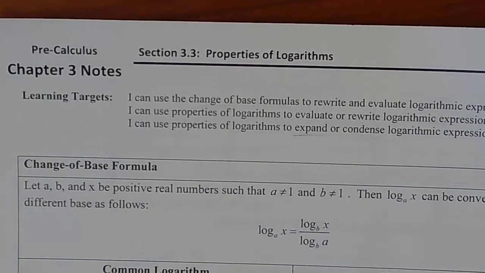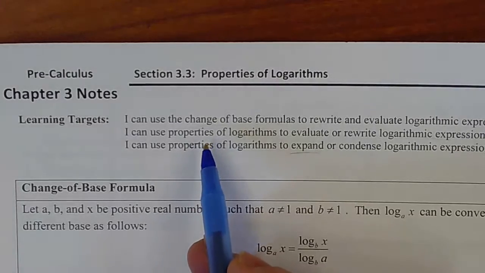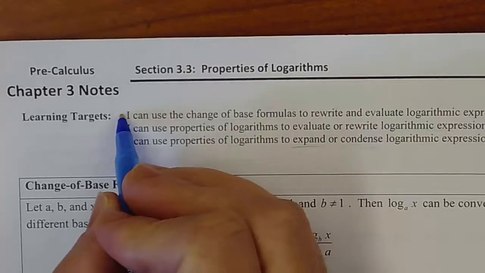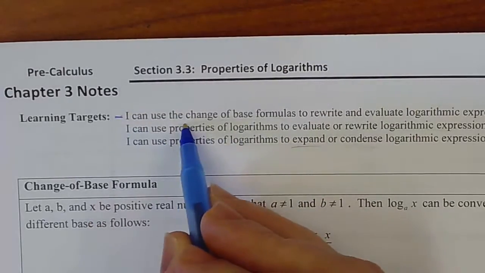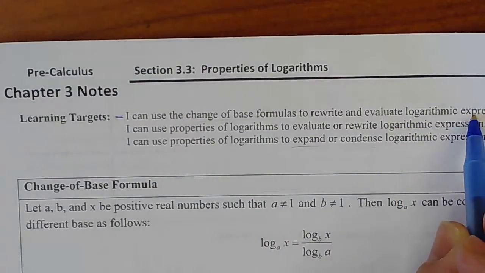Okay, today we need to start in section 3.3. There's one thing that we skipped in 3.3 because we didn't use it at the time. So I skipped it on purpose, and now we'll be using it in 3.4. It's this first learning target right here. I can use the change of base formula to rewrite and evaluate log expressions.